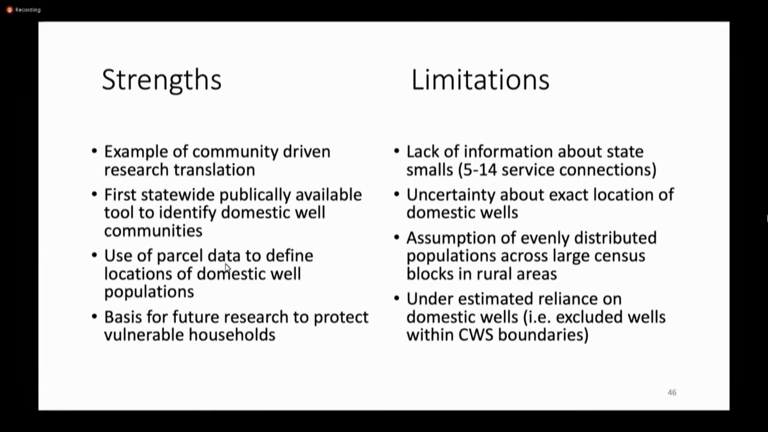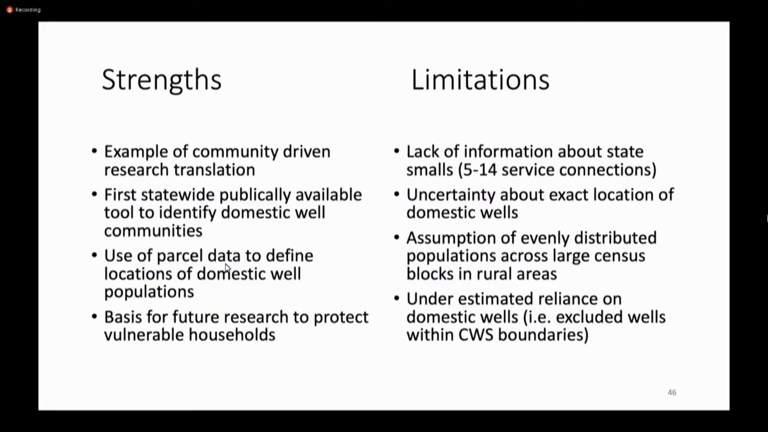We also want to acknowledge several important limitations. For example, we're lacking information about state small water systems, and that's state data that would vastly improve our understanding of water use among these populations, which are outside of the service area of community water systems. We're also uncertain about the exact location of domestic wells, though we've done our best to fill in these data gaps by incorporating additional data sources, such as the parcel data.